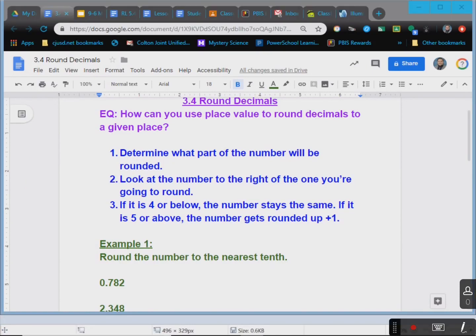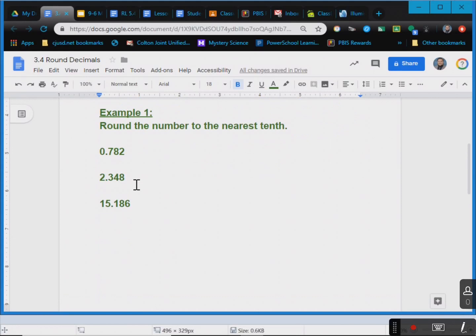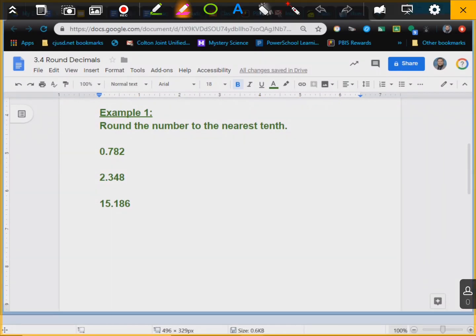So let's go ahead and look at the examples. Example number 1, I got a few problems here, and it says round the number to the nearest tenth. So we already did the first step, which was to determine what part of the number needs to be rounded.